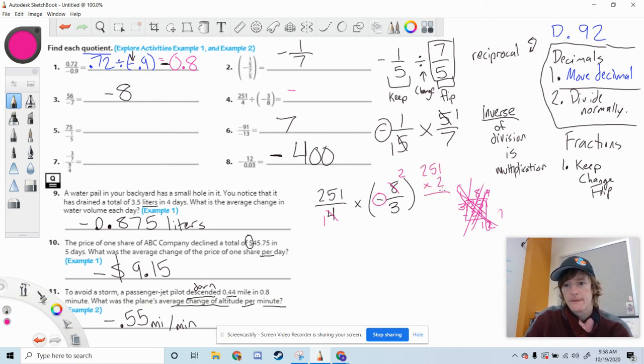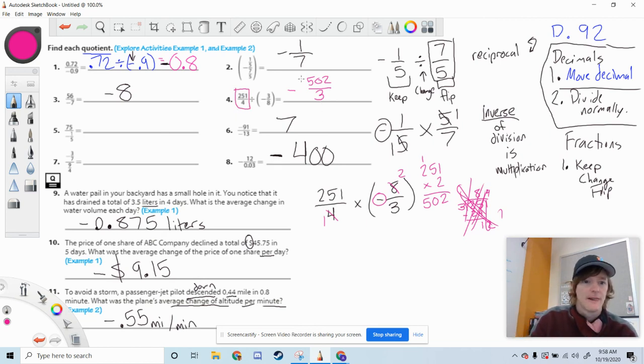251 times 2, let's see. 1 times 2 is 2, 5 times 2 is 10, 2 times 2 is 4 plus 1 is 5, so I have 502. And I probably would have just done that in my head. I would have done 250 times 2, which is 500, and 1 times 2, which would be 2. So we have 502. In the denominator, I have thirds. So 502 thirds. And this does not reduce. This is our final answer. I'm okay with an improper fraction on this one, because if they started us with an improper fraction, then I'm going to be cool with an improper fraction on this one.